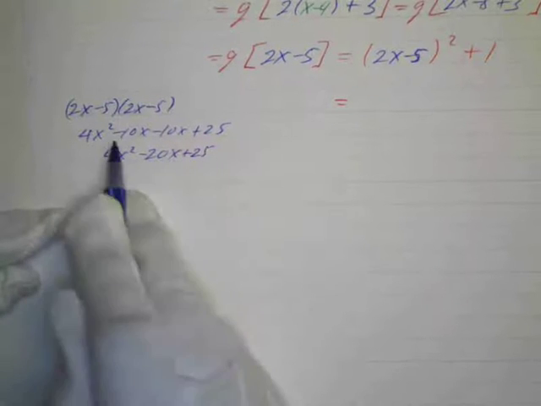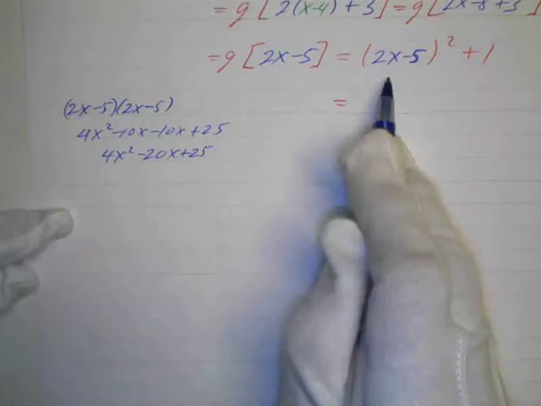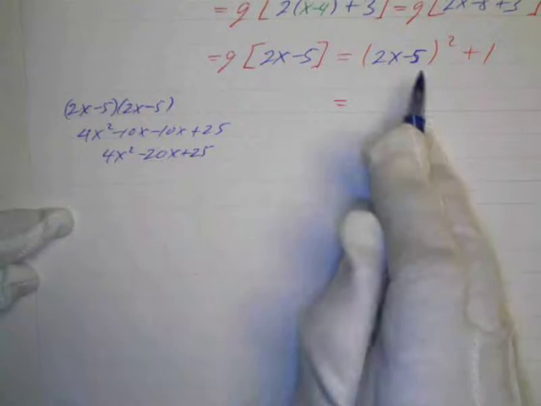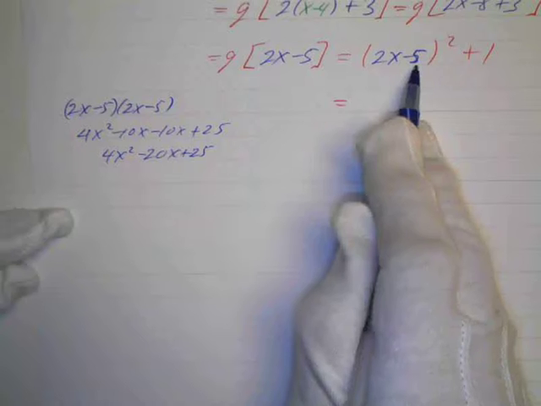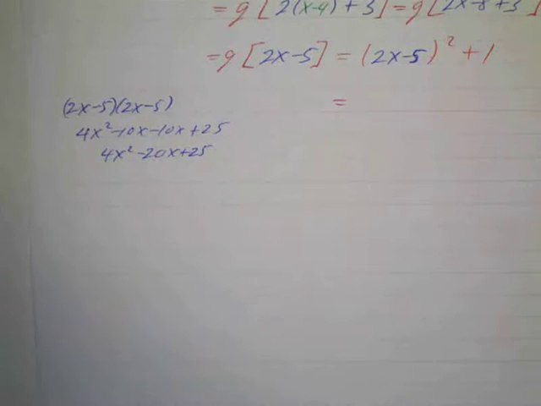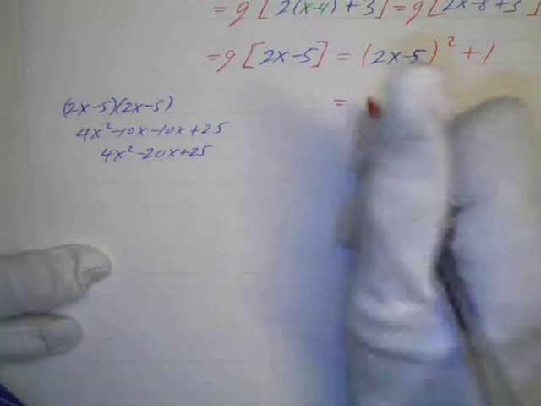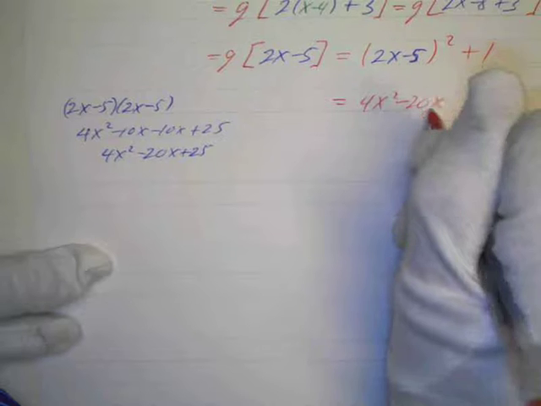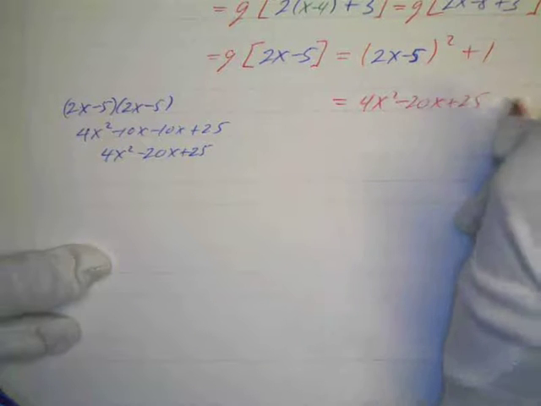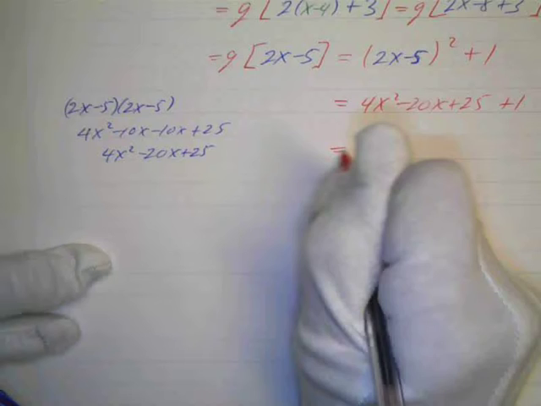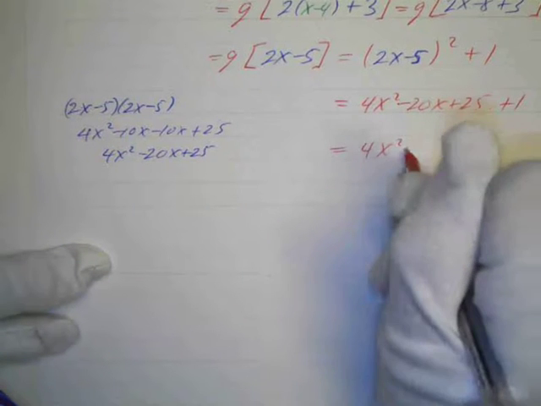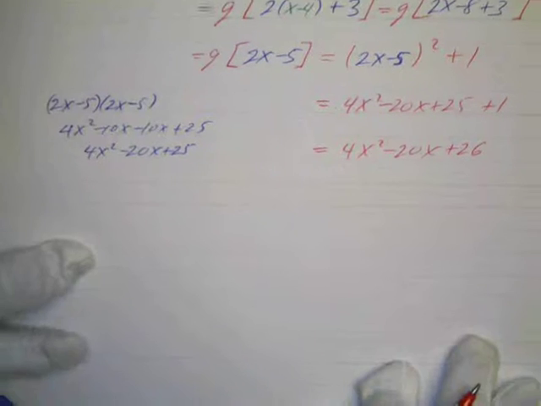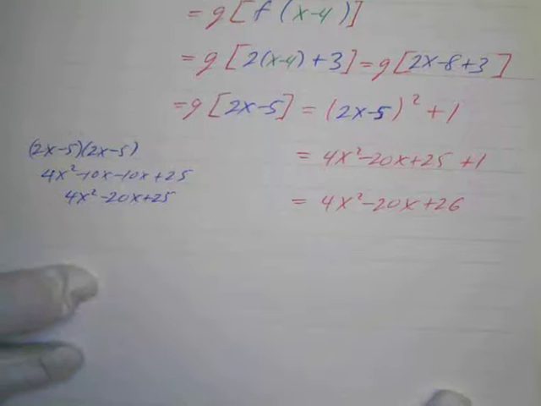If you remember how to square your binomials, it's just the first term squared, this sign, twice the product, 5 times 2 is 10, 2 times 10 is 20, and then plus the second term squared. So that ends up being 4x squared minus 20x plus 25, and then plus 1, and that ends up being 4x squared minus 20x, and then 25 plus 1 is 26. So there you go, that's step by step.